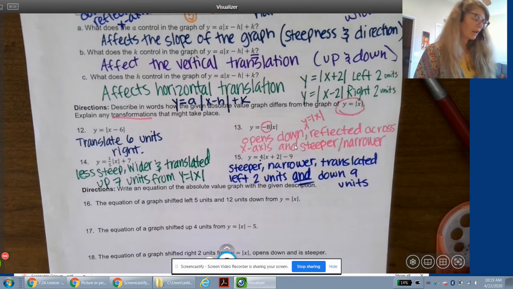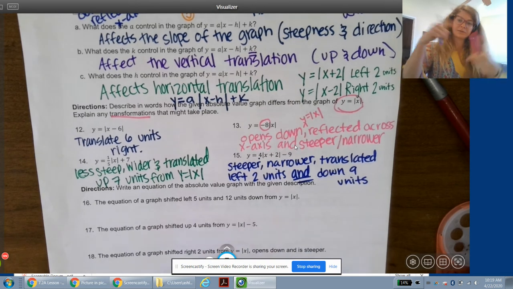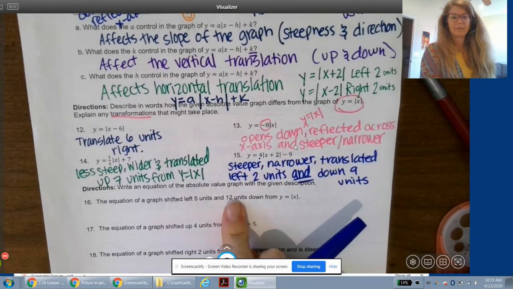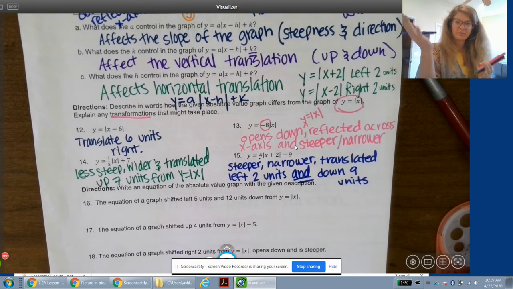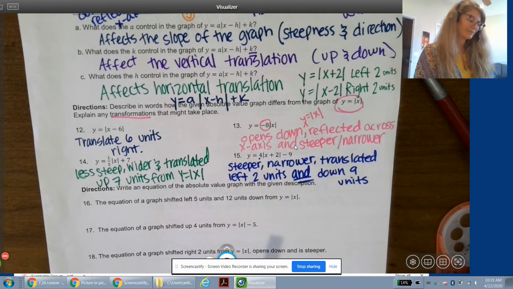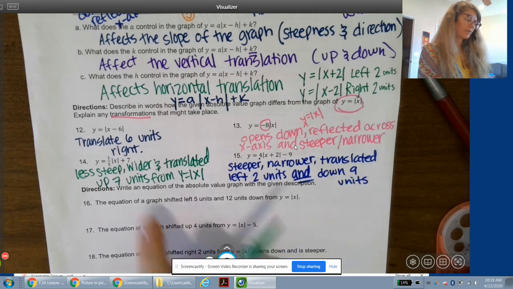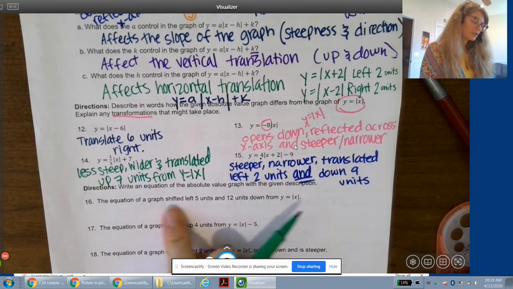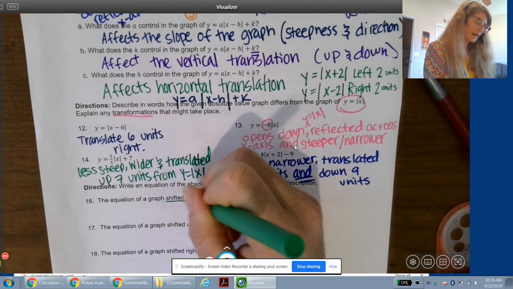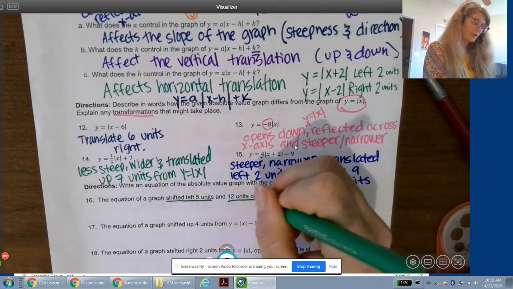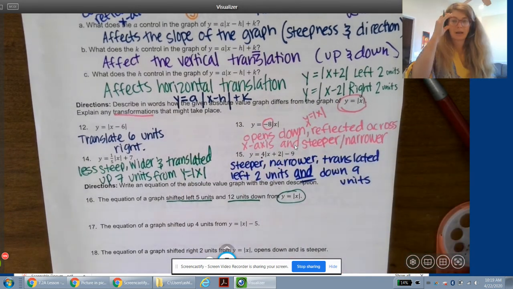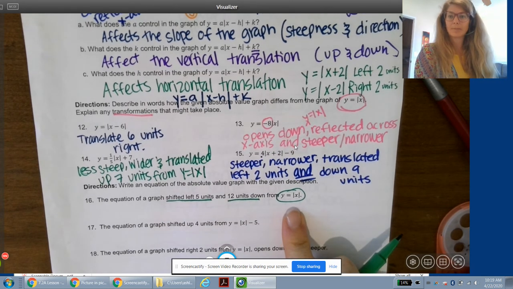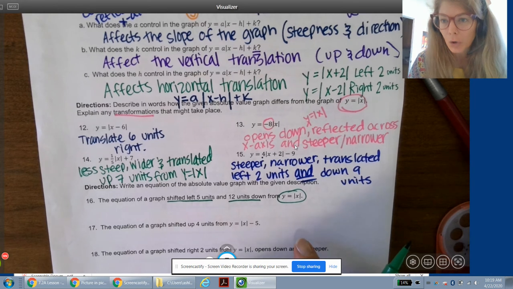Cool. So now we're going to flip it. Before I gave you an equation and you told me the words, now I'm going to give you the words and you're going to give me the equation. Awesome. So let's take a look. Write an equation of the absolute value graph with a given description. The equation of a graph shifted left 5 units, 12 units down from this parent function. Make sure you realize what your parent function is because I'm going to try and trick you.